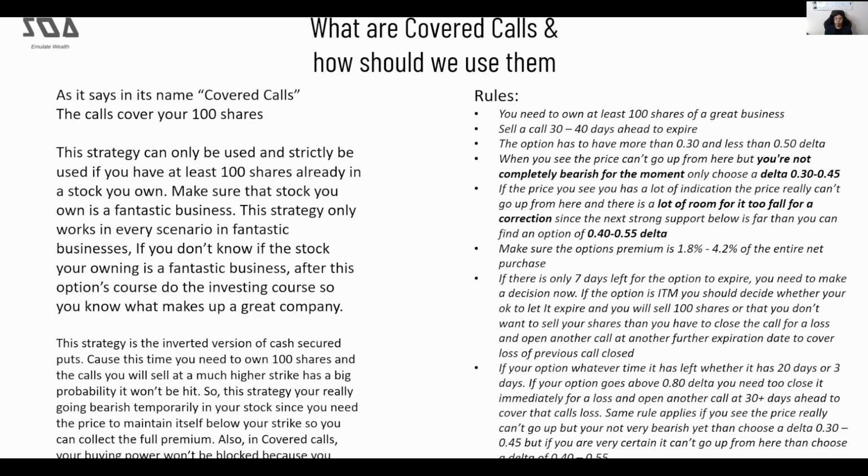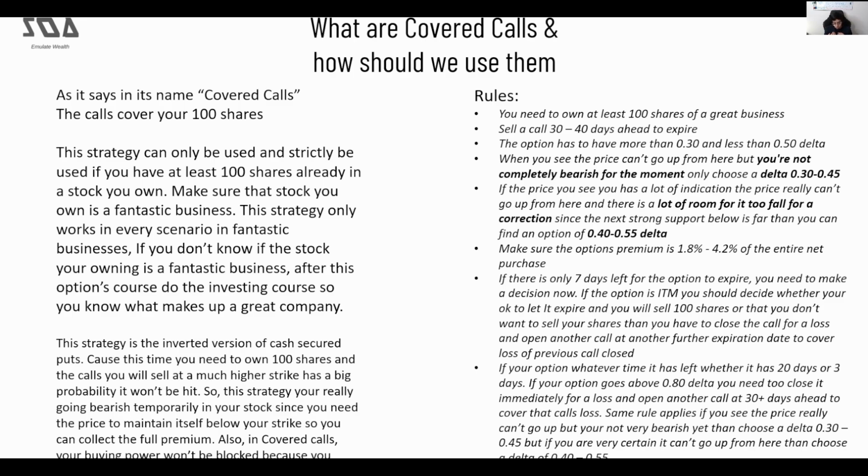Now, whatever time your option has left, whether it has 20 days or 3 days, if your option goes above 0.80 delta, which is obviously in the money, you need to close it immediately for a loss and open another call that's more than 30 days ahead to cover that call's loss.